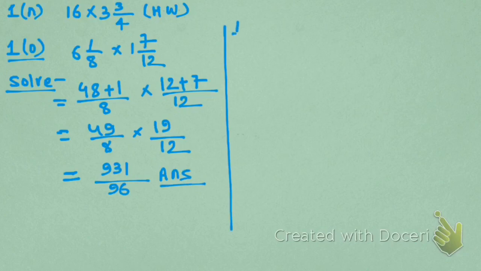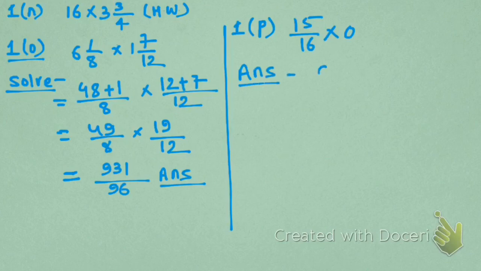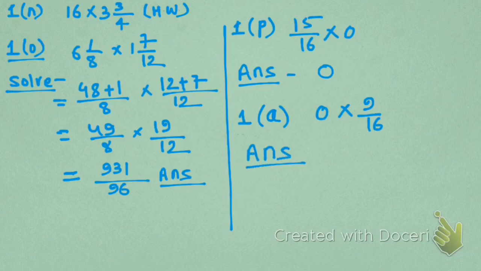Now next question, 1P, 15 upon 16 into 0. So students, when you multiply any number by 0, it gives you 0. So our answer is 0, and you have to tell me what is answer of this question. 0 into 9 upon 16. Okay, you have to solve this. This is just like P.